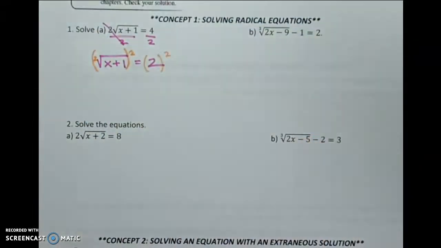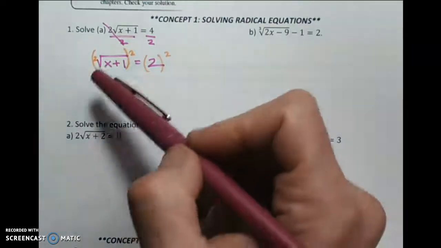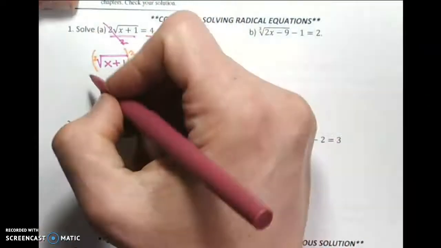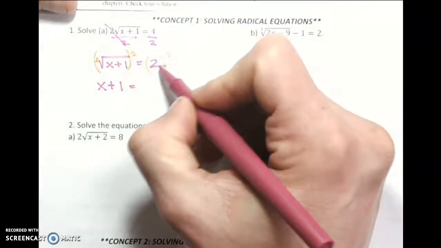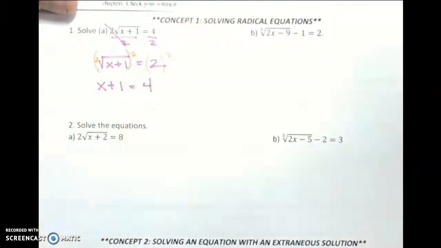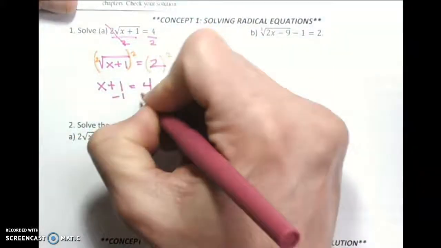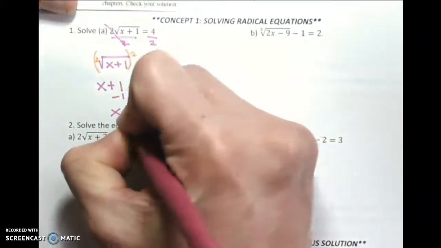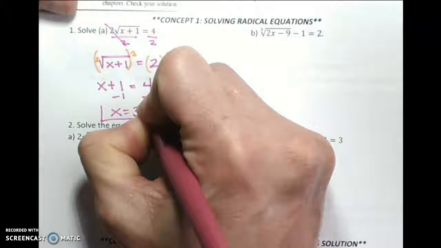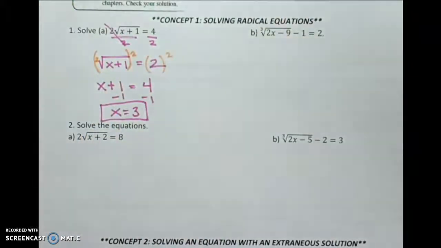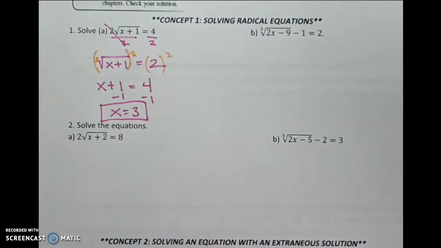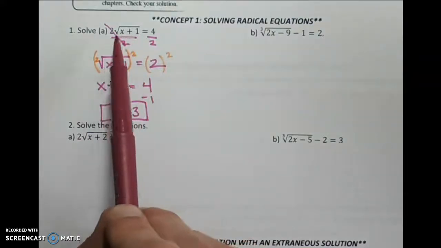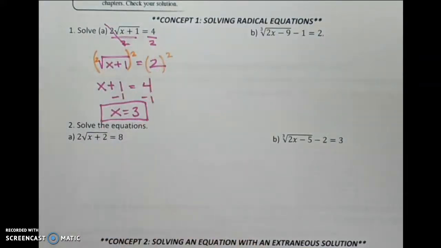So what happens on that left-hand side is that radical sign and that power of 2 cancel each other out, leaving you with just the quantity of x plus 1. On the other side, 2 squared is 4. And then I'm going to subtract 1 from both sides. And x equals 3. And voila, I'm done. And I'm going to go ahead and just verbally check it in there. I put 3 in there. 3 plus 1 is 4. The square root of 4 is 2. Times 2 equals 4. That works. Okay, so I'm going to move on to the next one.